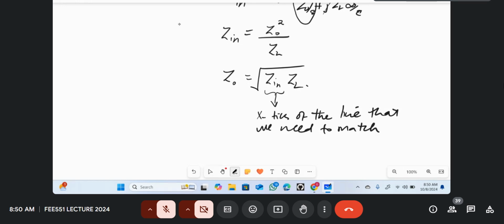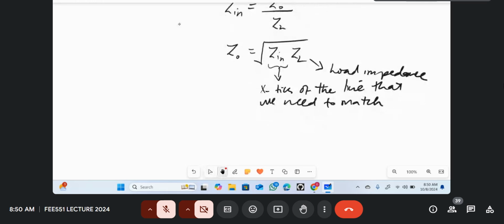And then this ZL, it's obviously the load impedance. So that is generally the formula for calculating the value of the impedance of the quarter wave transformer when you need to match it with the load to prevent any reflections.